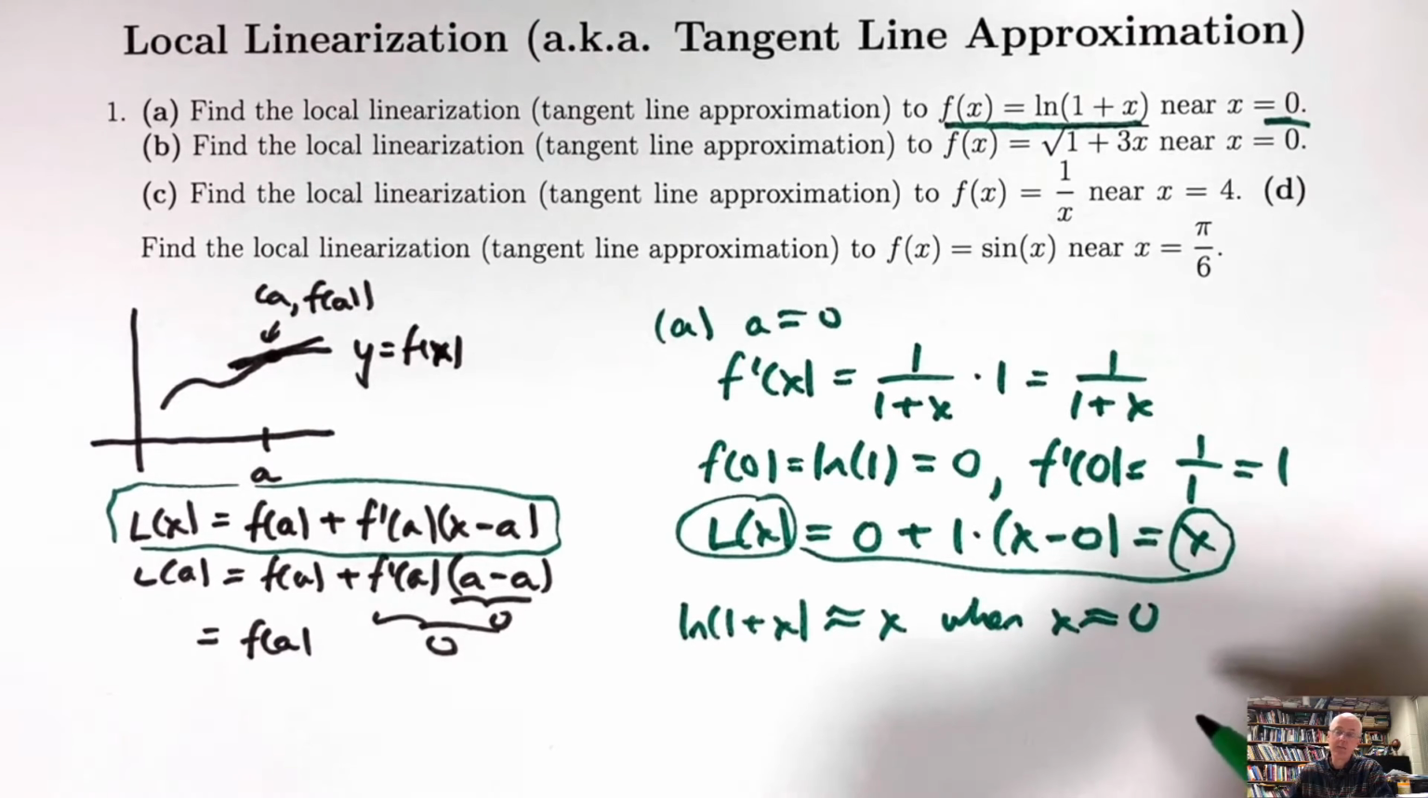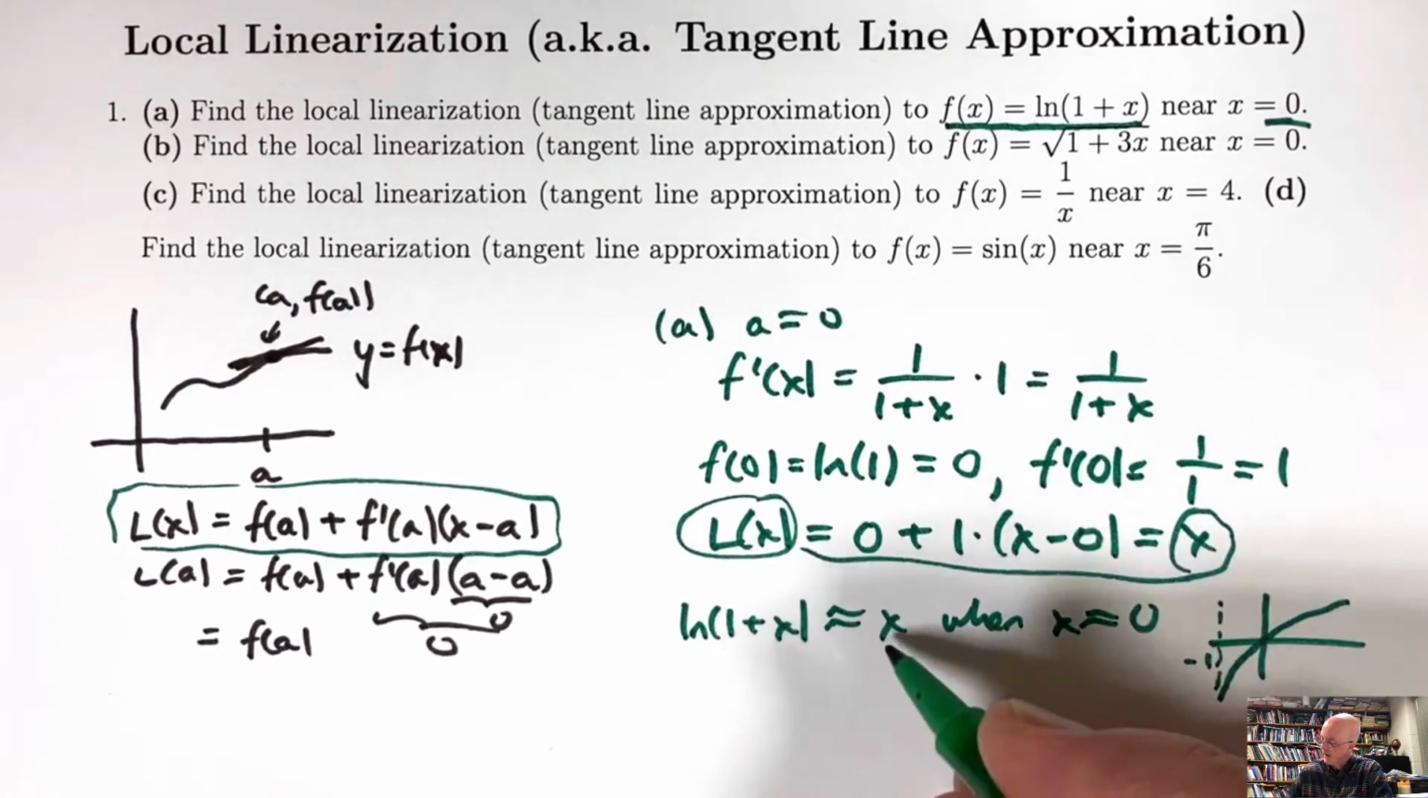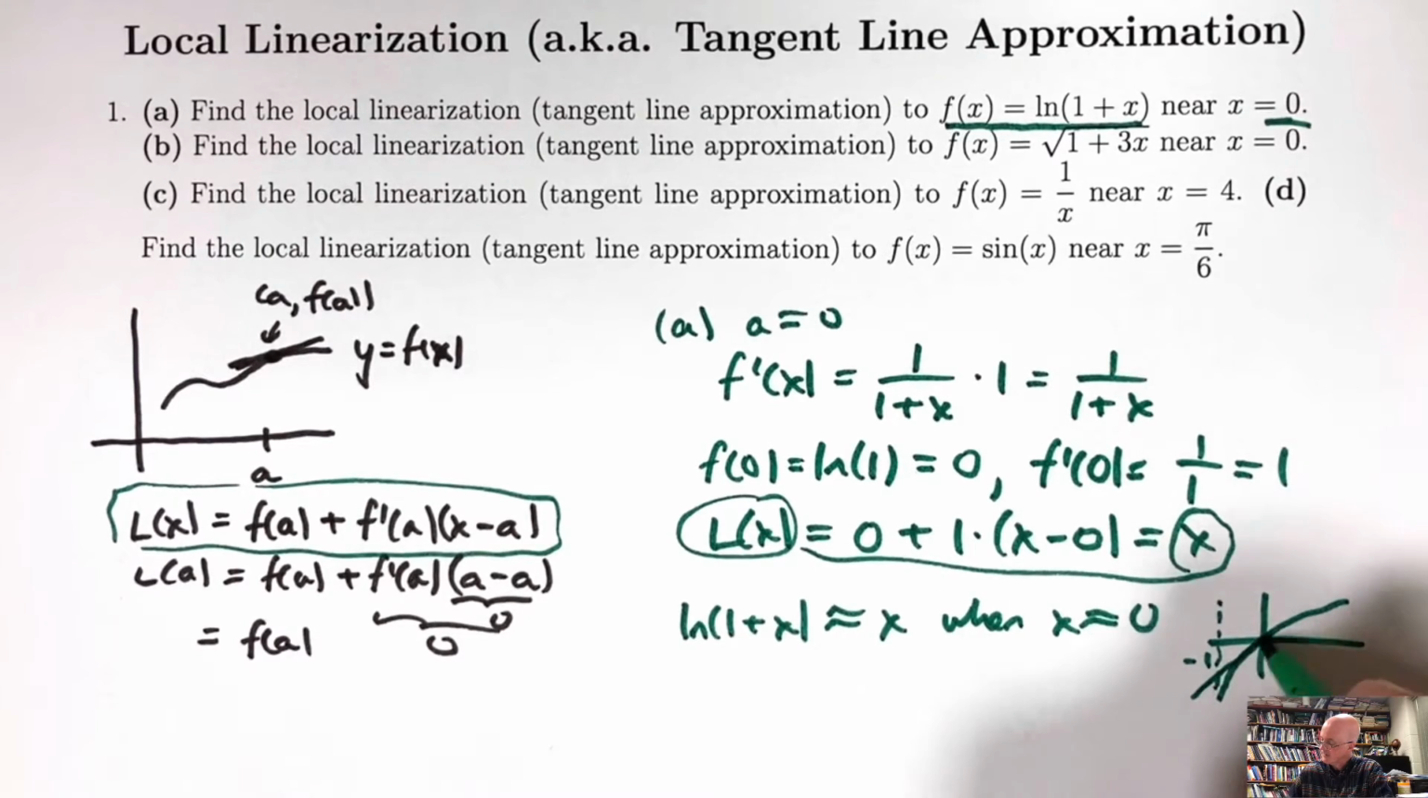If you wanted to go ahead and make a graph, ln of 1 plus x is the same as the graph of the ln function, shifted to the left by 1 unit. It's got a vertical asymptote at -1. It looks about like this. And the line y equals x looks about like this. It's the tangent line approximation to the ln of 1 plus x graph near x equals 0.